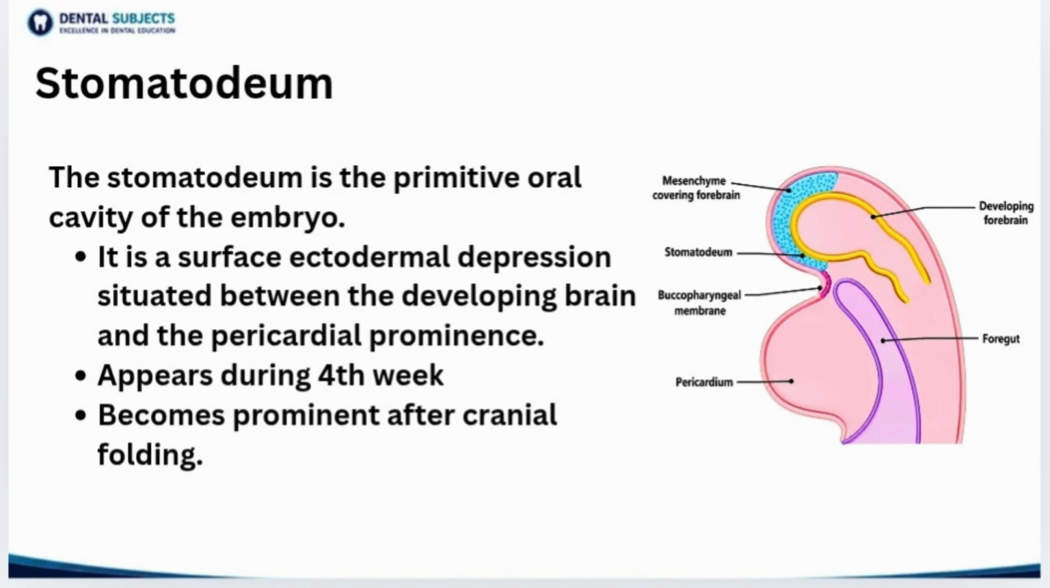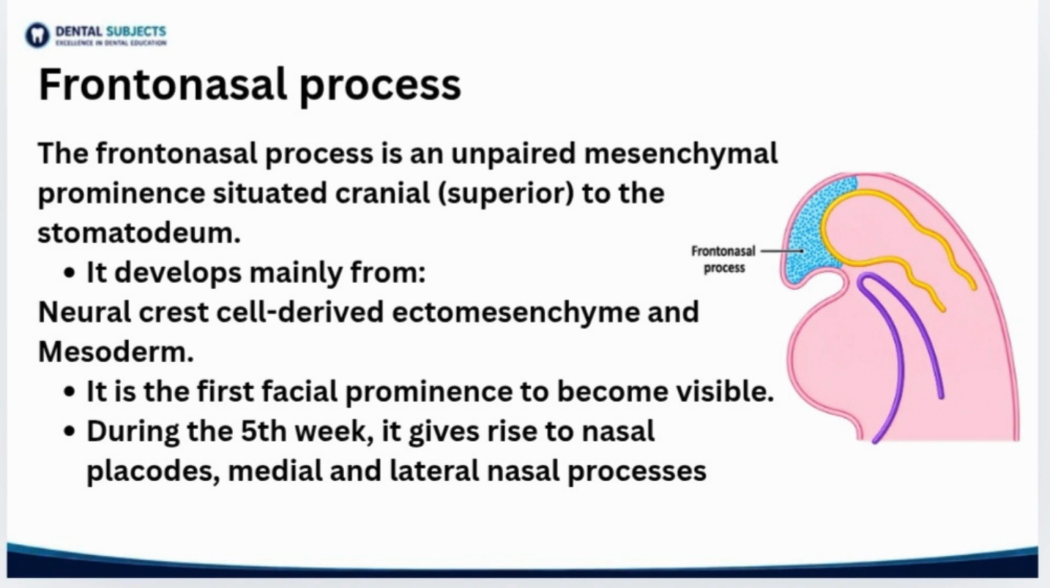Okay. Then, after the formation of stomatodeum, the mesoderm covering the developing brain proliferates, that is, multiplies, and forms the frontonasal process. This frontonasal process grows downwards and overlaps the stomatodeum, that is the depression. It overlaps the depression. It gives rise to the future forehead, nose, and the upper lip, that is the philtrum of the upper lip.